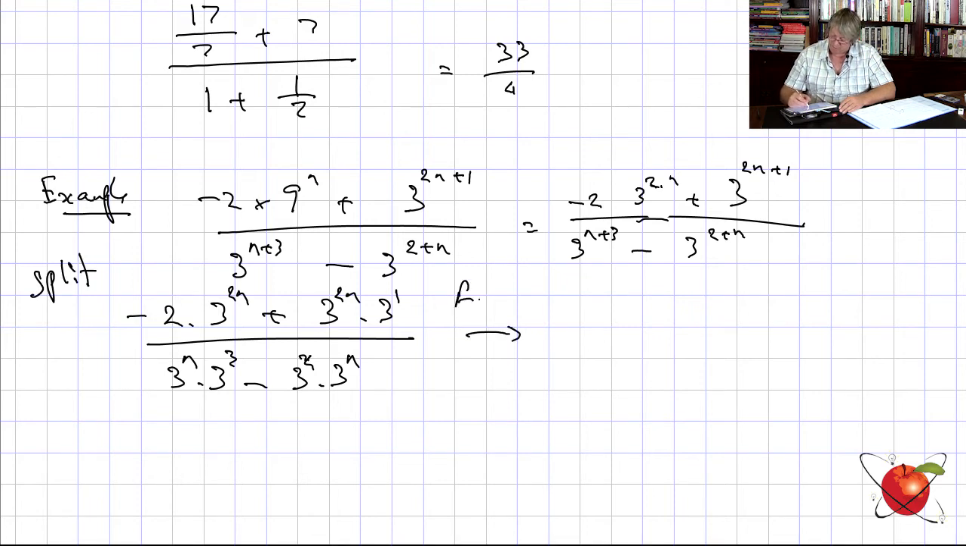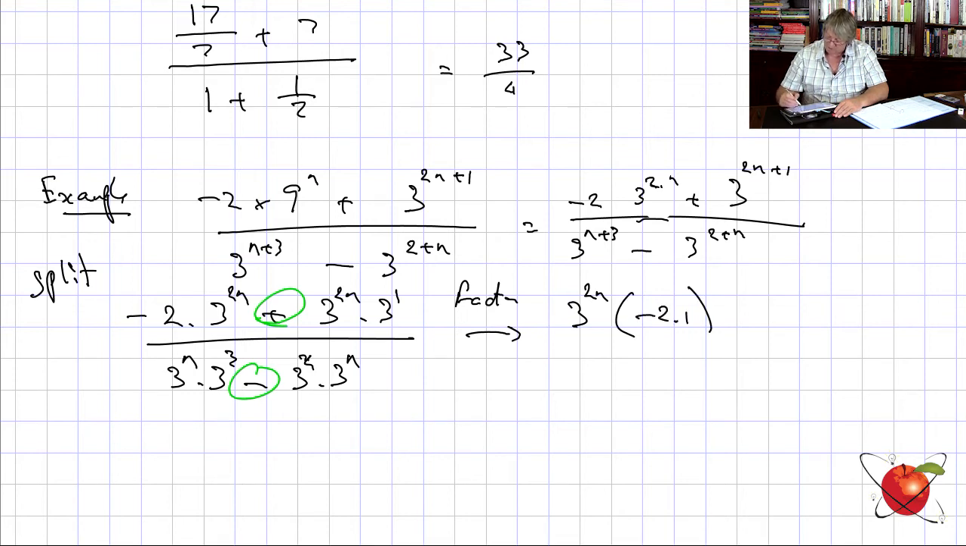Factorize. Why? Because we've got a plus and a minus. That's why, plus and minus, factorize. When in doubt, factorize it out. That means I'm taking out on top 3 to the 2n. It's common, right? Leaves with minus 2 times a 1.